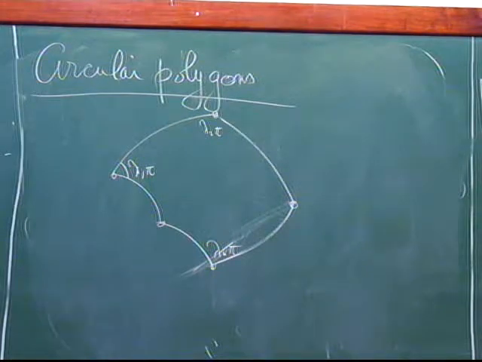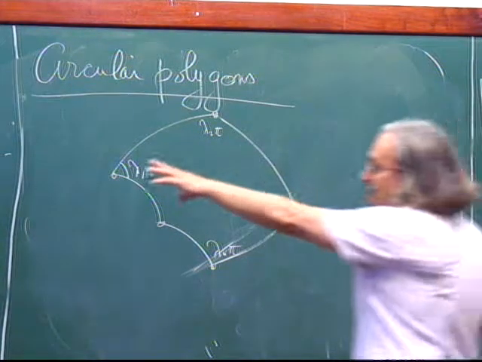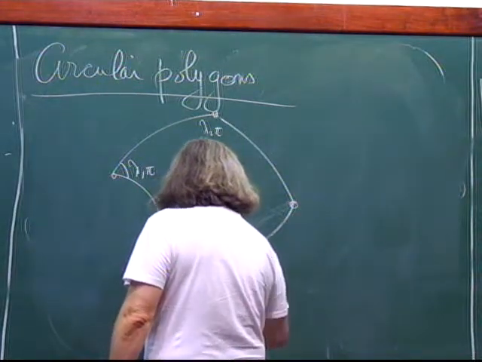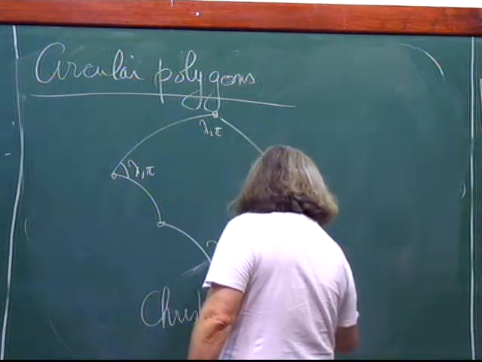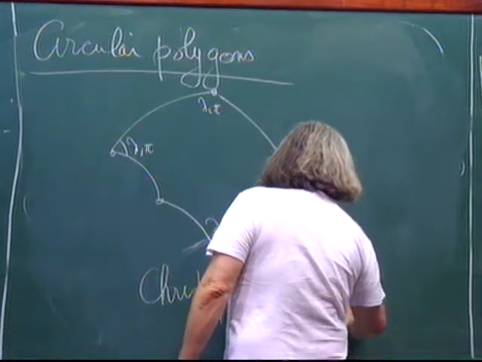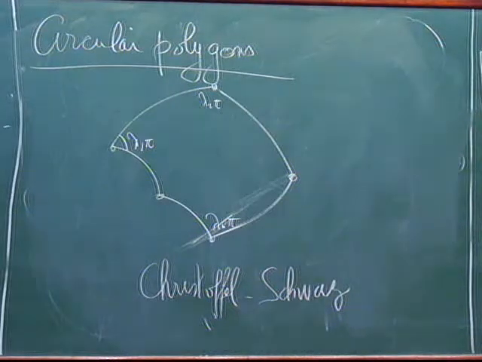So what Schwarz did was at the same time as Christoffel. Now what I'm going to tell you is Christoffel and Schwarz, independently. Well, they had the same kind of technique. You look for a conformal map phi from the upper half plane minus a certain number of points to some circular polygon, and you want to play exactly the same game as before.